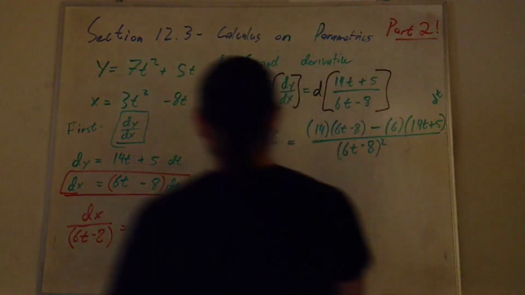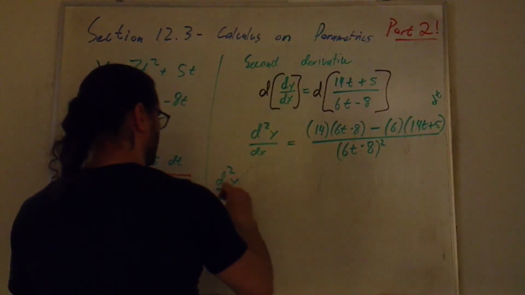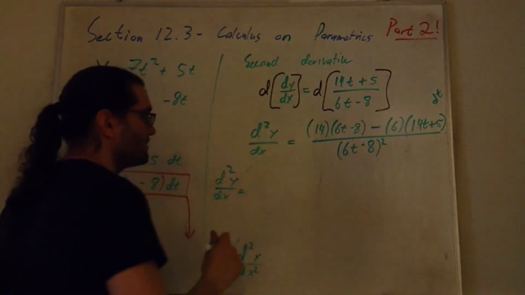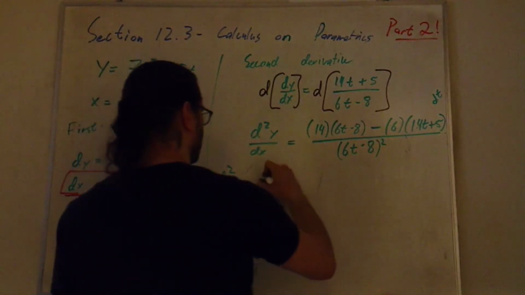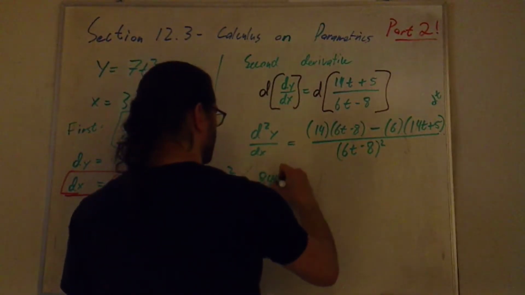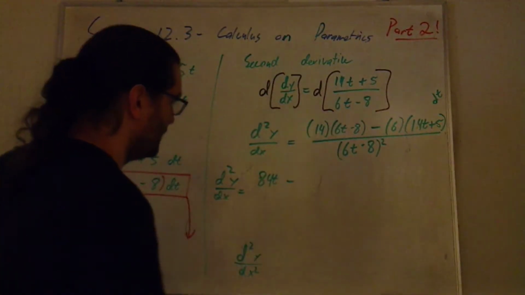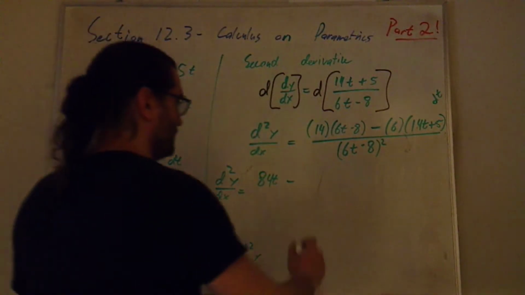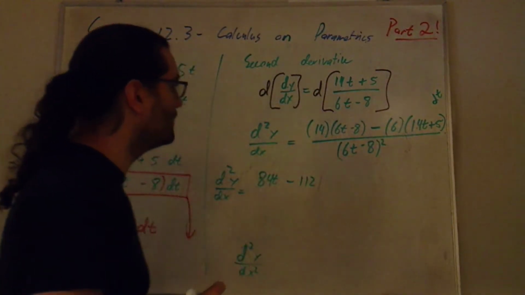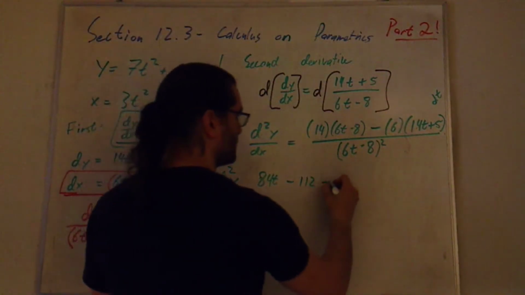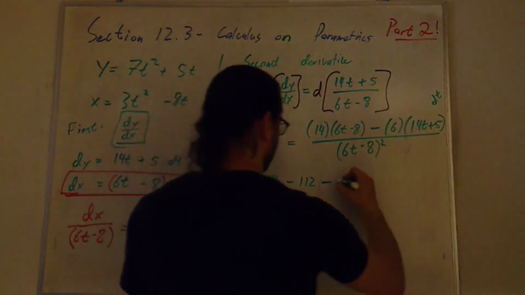I'm going to come over here a little bit. d squared y over dx equals 14 times 6 is probably 84t, minus 14 times 8 is probably 112. Minus 6 times 14t is still 84t.